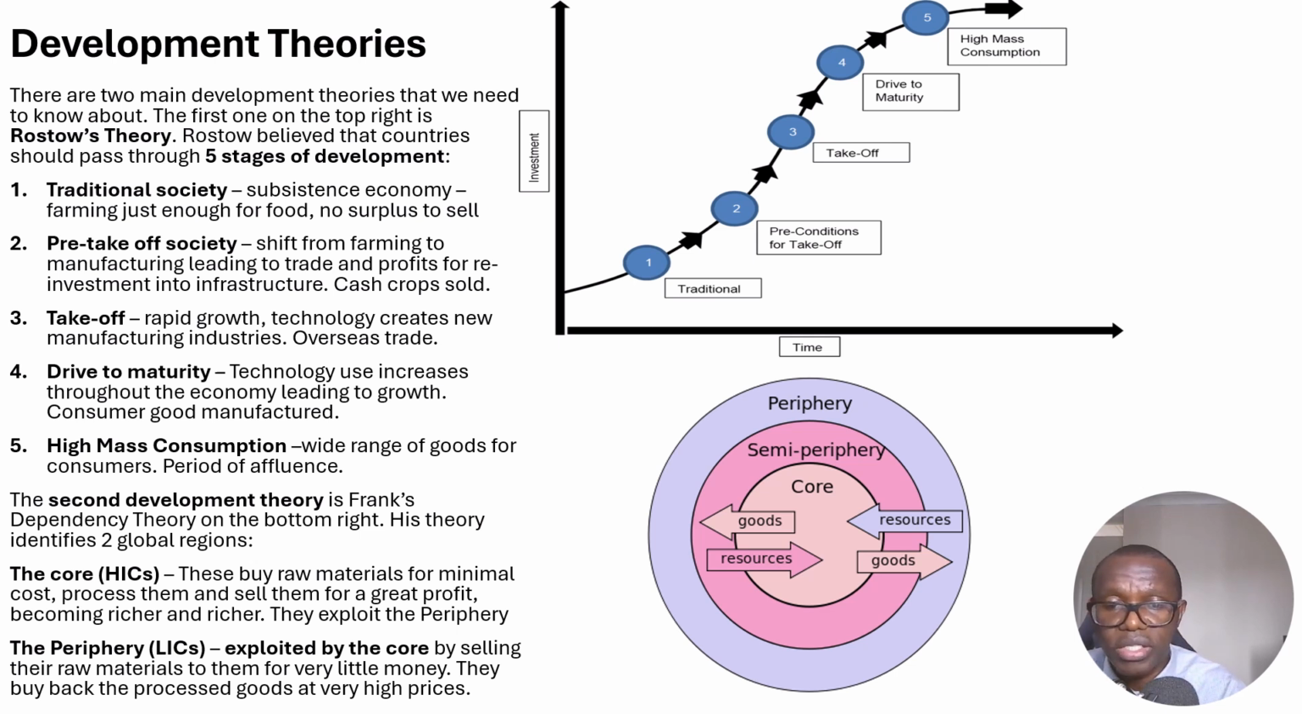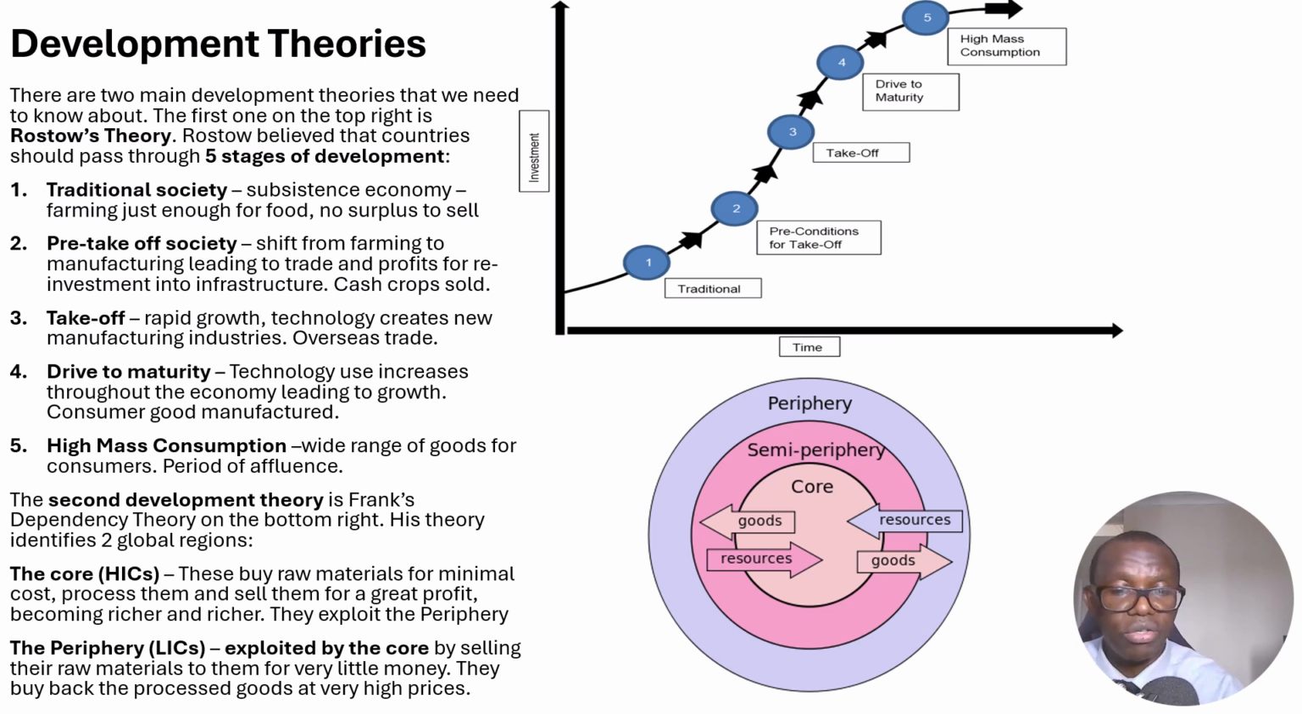Then moving on to the second stage, which is the pre-takeoff stage, a country begins to shift from farming to manufacturing. Because they have done that, they are now processing raw materials into manufactured goods, and this leads to trade because they will then sell those manufactured goods for profit. As far as farming is concerned, they begin to grow cash crops and they then sell or trade those cash crops for money.